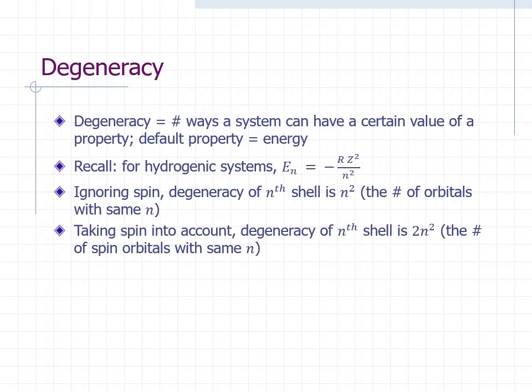However, taking into account the two possible spin states, the degeneracy of the nth shell becomes 2n squared, reflecting the total number of spin orbitals with the same value of n. However, it is important to note that, so far, we are neglecting something called spin-orbit interaction. Once spin-orbit interaction is taken into account, the degeneracies can be partially lifted, meaning that states that were previously thought to be equal in energy actually have slightly different energies.